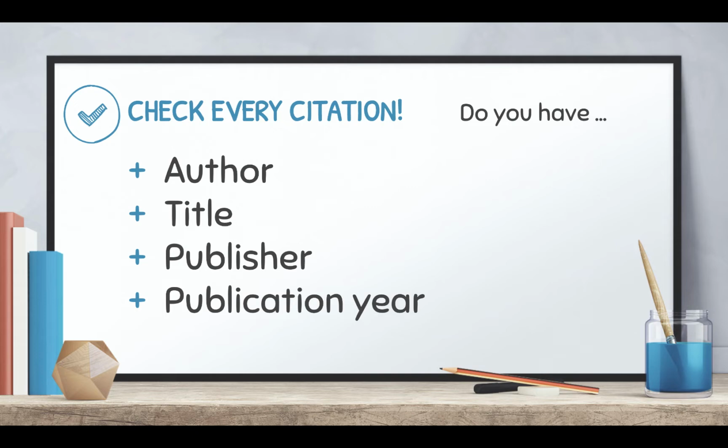For every citation, make sure that you have an author, a title, a publisher, and a publication year. This is especially important for your YouTube resources because YouTube is not a resource. YouTube is a place you find resources. It's like a library, or like an online database almost. For a YouTube video to be used, you need to be able to identify the author, the title, the publisher, and the publication year. If you can't do that, it might not be a valid source.